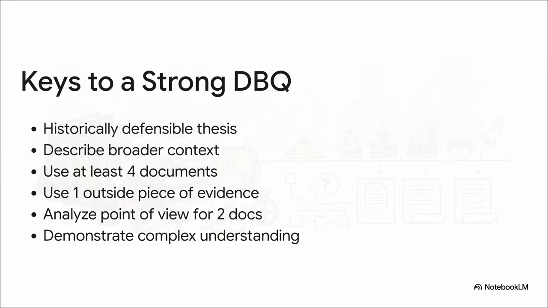So, what does it take to get a great score on the DBQ? Well, it's a formula. You need a solid, defensible thesis. You have to describe the broader context around the topic. You've got to use at least 4 of the documents they give you, plus, and this is key, 1 piece of outside evidence from your own brain. And you have to analyze the point of view for at least 2 docs. You do all that, you're not just answering a question, you are thinking and writing like a real historian.